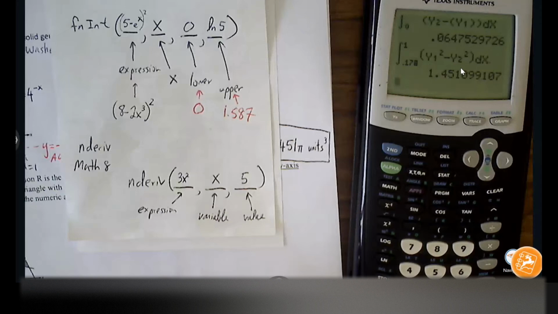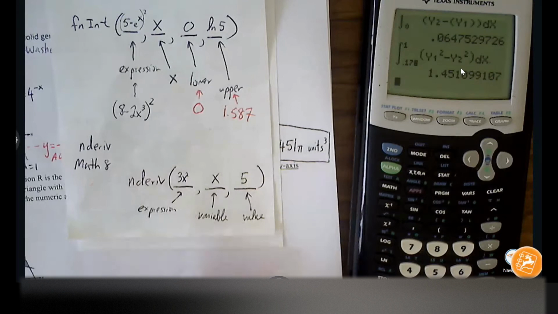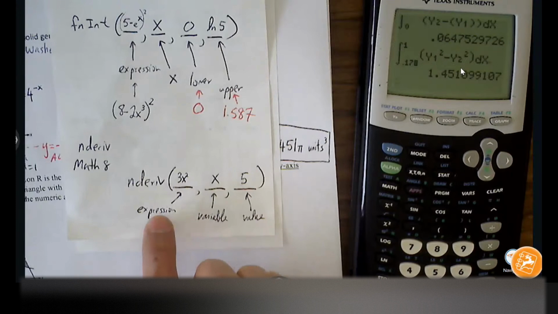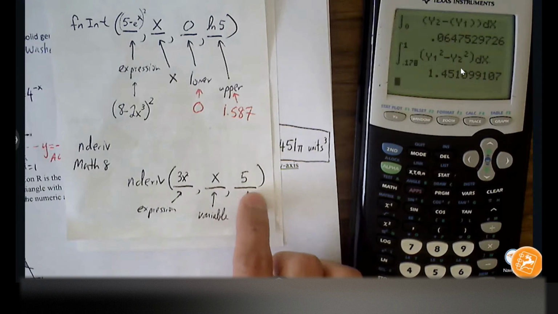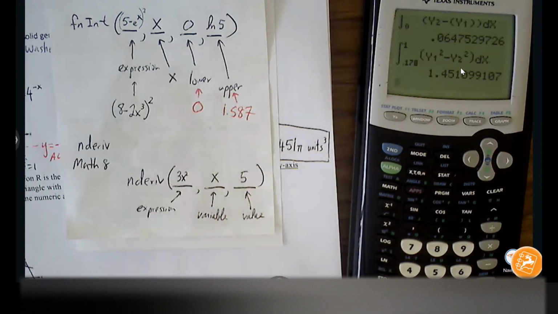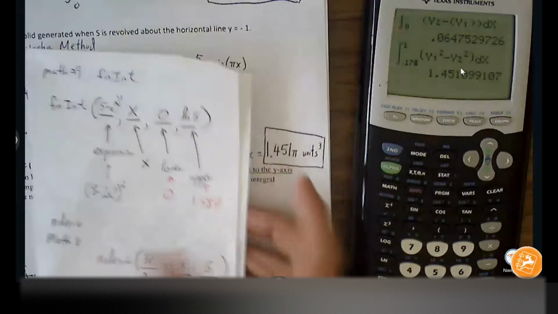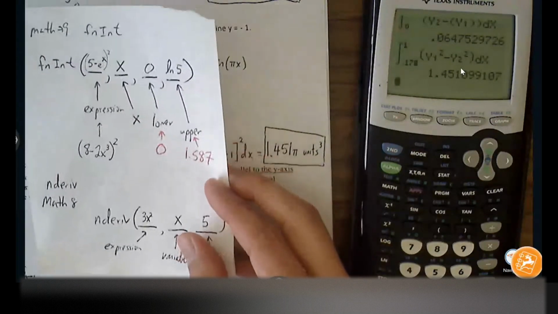Joey, same thing with Math 8. Math 8 is n-deriv, which you can do on the 36 Pro, but on an older 83, you can type in the expression that you want to find the derivative for, x for the variable, and then whatever value you want to enter into the derivative. Okay, thank you. That really helps. I was just confused a couple of times. It was a little different. Without that math print, it looks kind of strange.